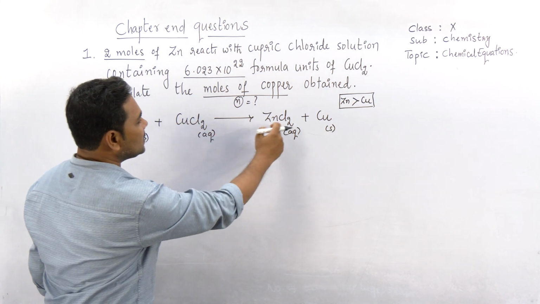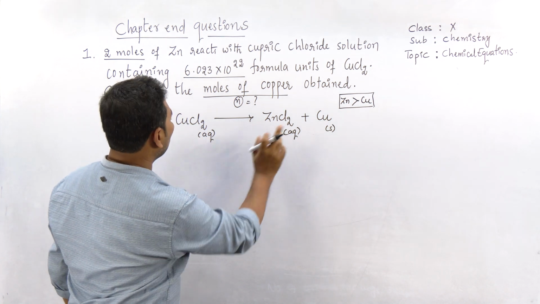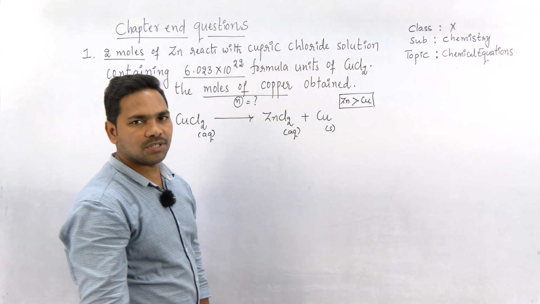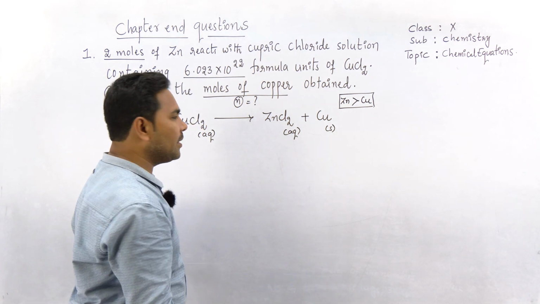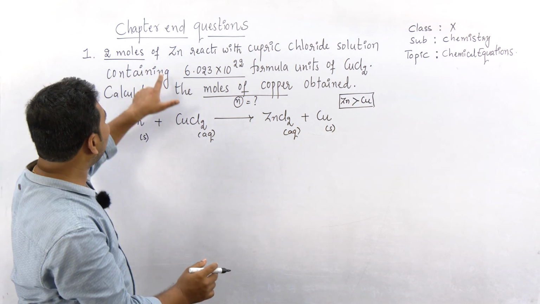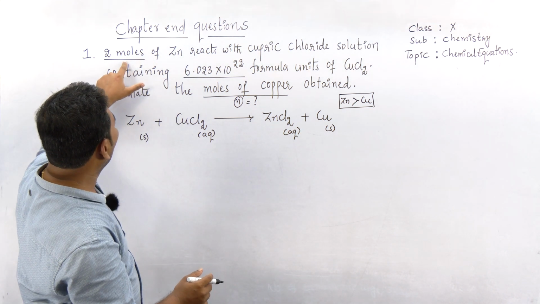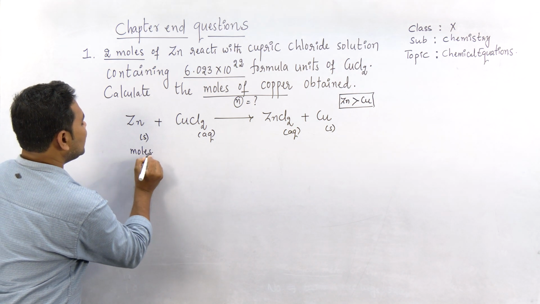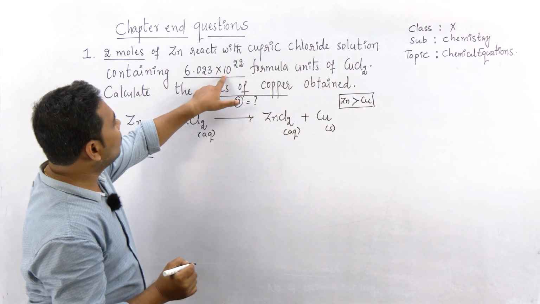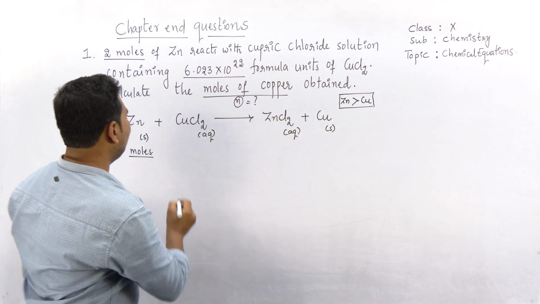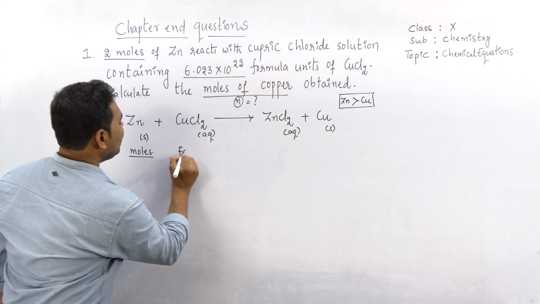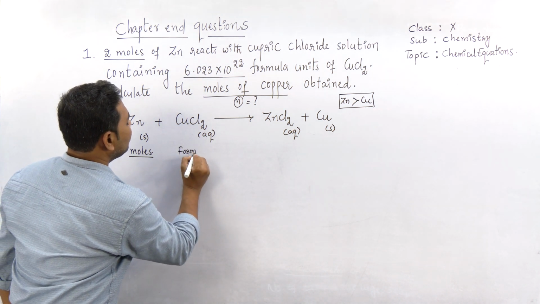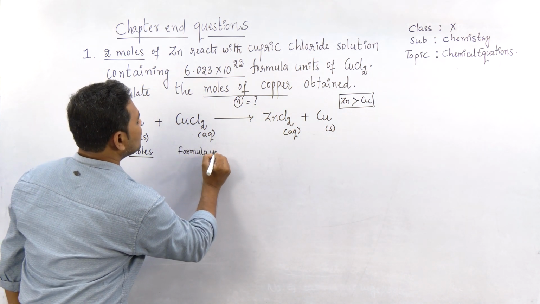One zinc, it seems it's balanced. 2 chlorines, it is a balanced equation. And now let's write the stoichiometric coefficients. What quantities are involved in the question? Moles of zinc. So we write moles of zinc. Molecules or formula units of copper chloride, cupric chloride. So we are asked its formula units.